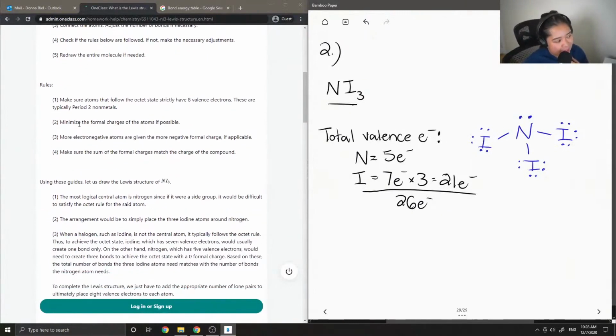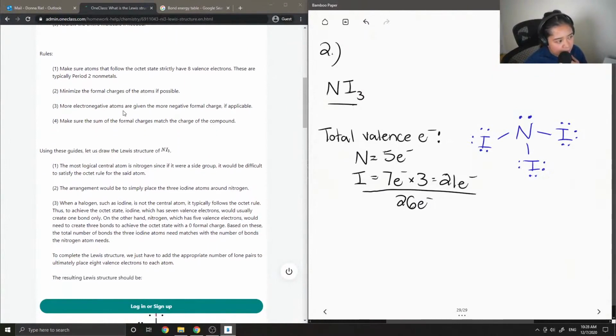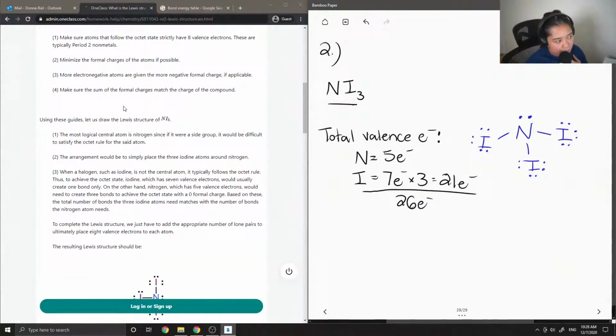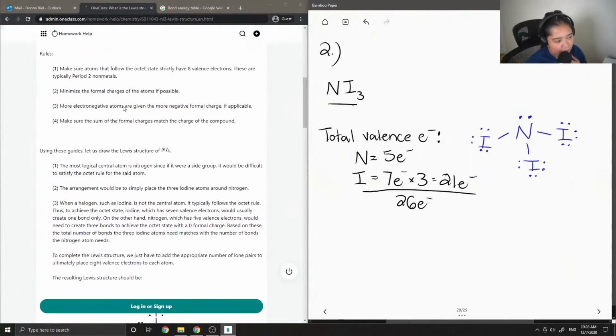So the rules. 1, make sure atoms that follow the octet rules strictly have 8 valence electrons. These are typically period 2 nonmetals. 2, minimize the formal charges of the atoms if possible. 3, more electronegative atoms are given the more negative formal charge if applicable. 4, make sure the sum of the formal charges matches the charge of the compound.